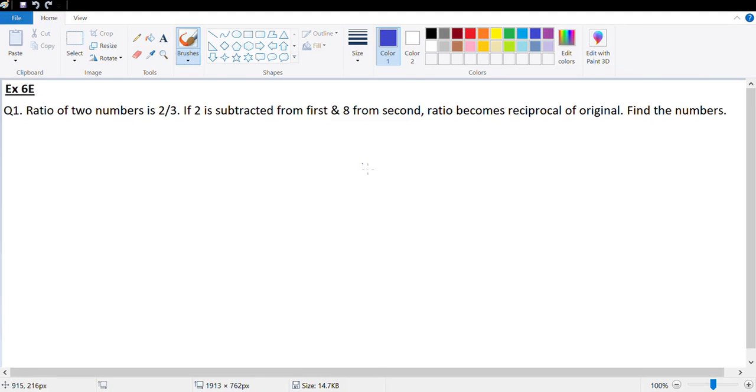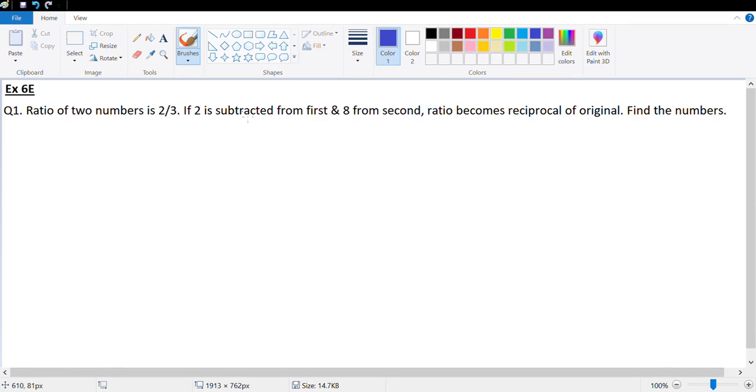Hi guys, let's start a new exercise, exercise 6E. Now these are word problems based on simultaneous equations. These could be based on two-digit numbers, could be based on numbers, could be based on fractions. The next exercise may also have time and work, ages. But this exercise is basically about numbers, fractions, and two-digit numbers. So let's look at some questions.